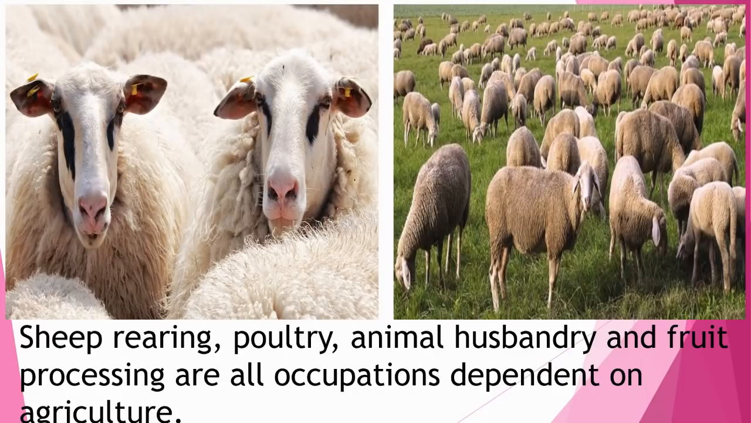Students, agro-based industries are industries which use agricultural products as raw materials. For example, cotton textiles, silk textiles and jute industries are agro-based industries. Agro-based industries depend on agriculture for their raw material and other basic inputs.